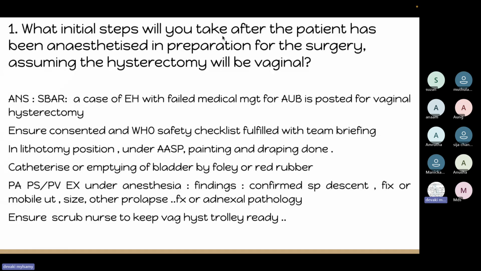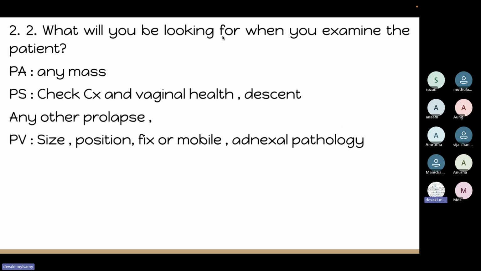Here I am going to instruct the scrub nurse to keep the trolley of vaginal hysterectomy ready, because our communication with colleagues is also getting tested in this case. What will you be looking for when examining the patient? Per abdominally, any mass, bladder palpable; check the cervix, vaginal health, descent, any additional bulge or prolapse visible, that is cystocele, rectocele or enterocele. On per vaginal examination, it will be size, position, fixity or mobility, and adnexal pathology. These are the descent also on per vaginal examination.